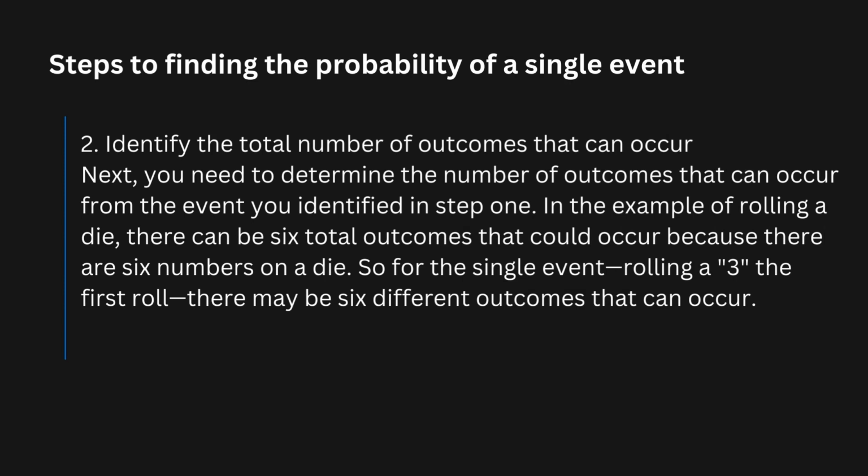Second, identify the total number of outcomes that can occur. Next, you need to determine the number of outcomes that can occur from the event you identified in step 1. In the example of rolling a die, there can be 6 total outcomes that could occur because there are 6 numbers on the die. So for the single event of rolling a 3 on the first roll, there may be 6 different outcomes that can occur.